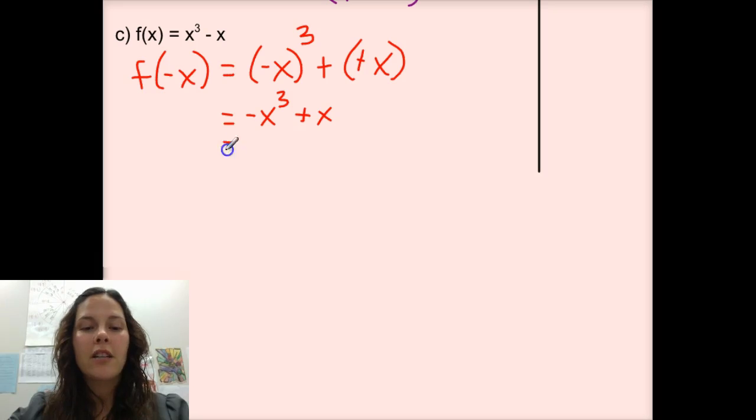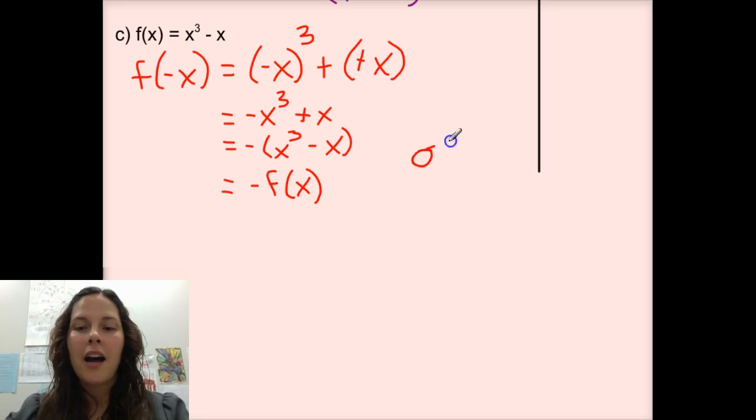So if we factor a negative out of all terms in the parentheses, what's left is exactly the function we started with. So what that means is it is the opposite of f of x. So we do have an odd function with origin symmetry.